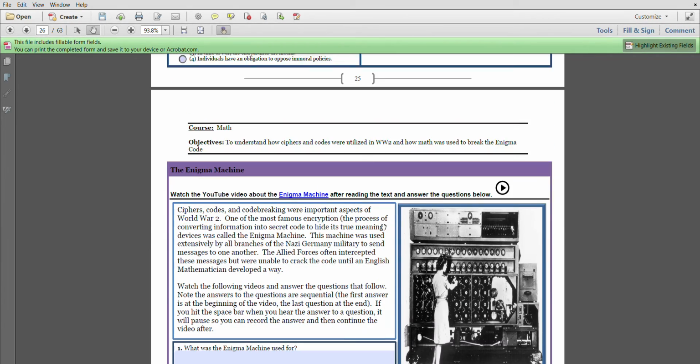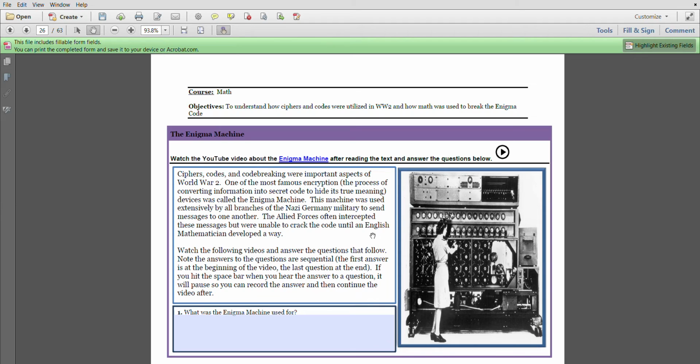Course: Math, page 26. Objectives: to understand how ciphers and codes were utilized in World War II and how math was used to break the Enigma code. You're going to watch the YouTube video about the Enigma machine after reading the text and answer the questions below. Watch the video by clicking this or this.